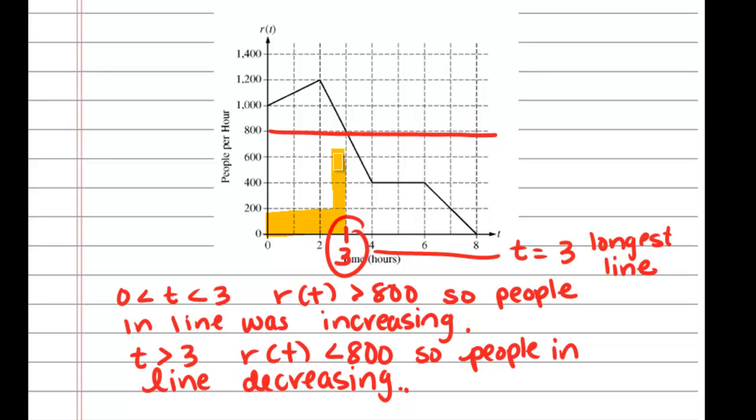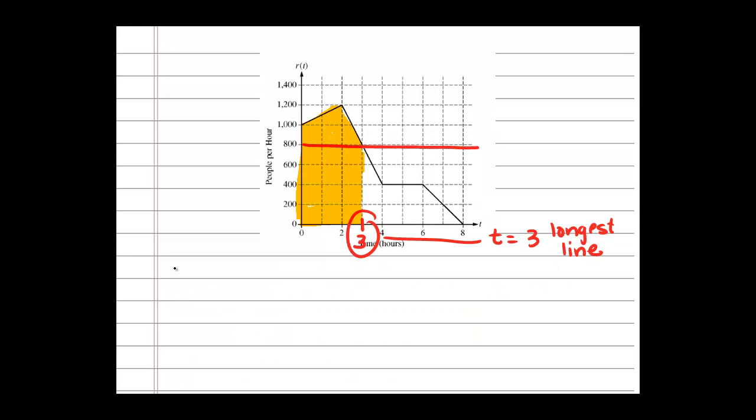Now, the next portion of the problem wanted you to find information about what was the actual maximum number of people in line. So what I'm going to do is first write down how many people were in the line at the very beginning. So the gates opened, and there were already 700 people standing in line when the gates opened.